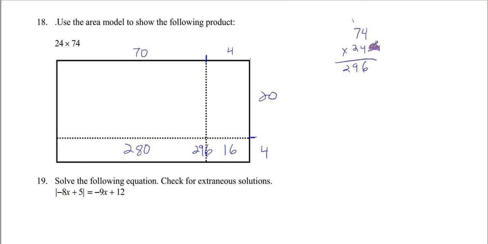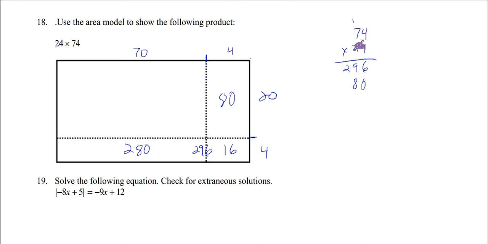Okay, so then after I do 4 times 4 and 4 times 7, I do 2 times 4. What's 2 times 4 about? It's really 20 times 4, and we see it represented here. 20 times 4 is 80, right? 2 times 4 we say is 8, but it's really 80. That's what we're doing there. 20 times 4 is 80.